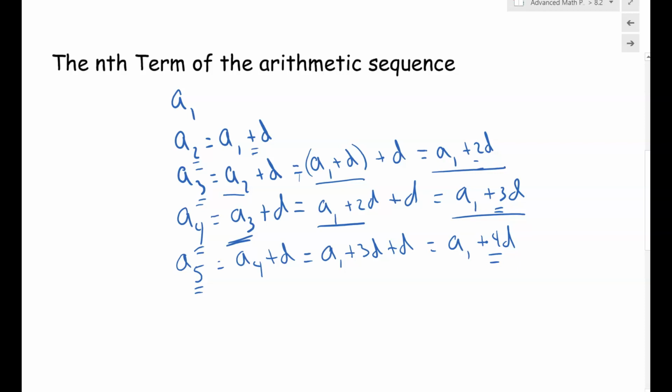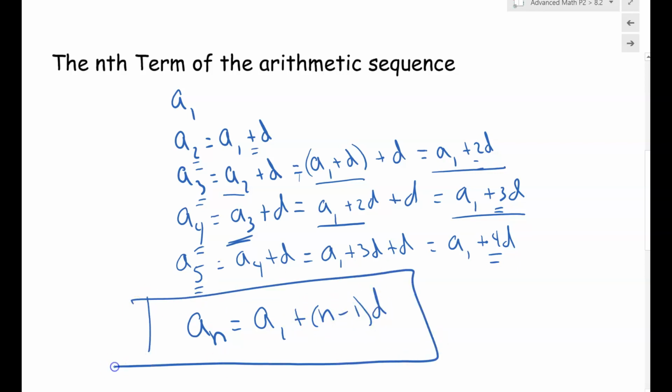It's always one less, right? So if I had an nth term, it would be a sub 1 plus, well, this is always one less. How would we write one less? N minus 1 times the d. That is our nth term formula. Okay? So it's a pretty simple formula to use. Now, we will do a little algebra and distribute and do some stuff here to make the formula more usable.